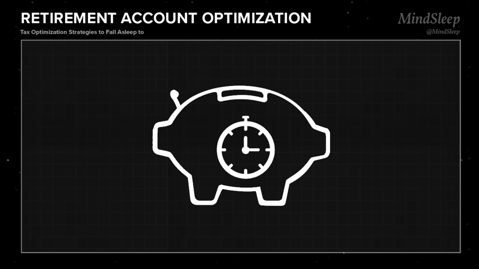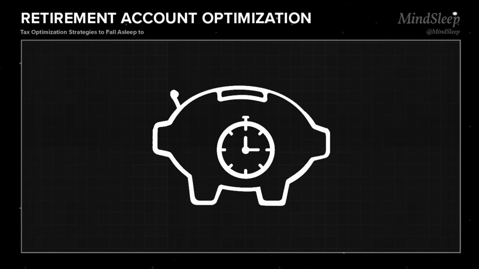Looking to the future, we must consider how changing demographics and economic conditions might impact retirement policy. As life expectancies increase and traditional pension plans become less common, the importance of individual retirement account optimization grows. Future policy changes could potentially alter the landscape of retirement planning, necessitating adaptable strategies.